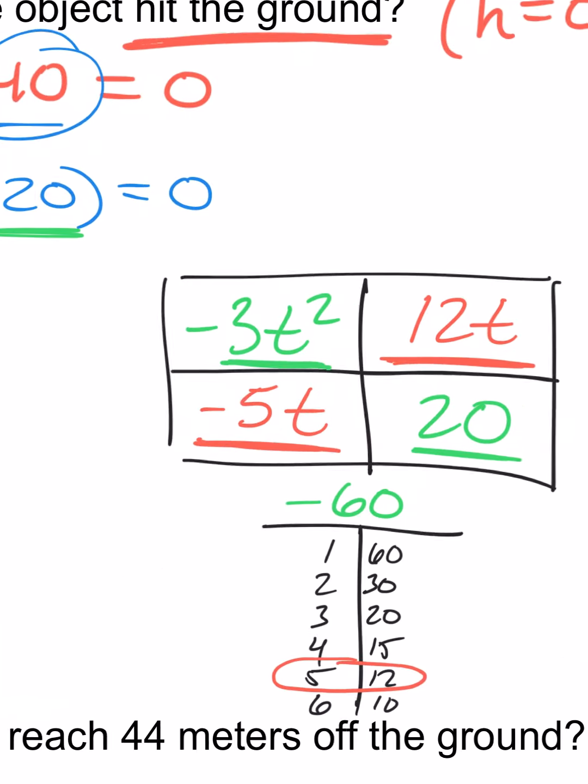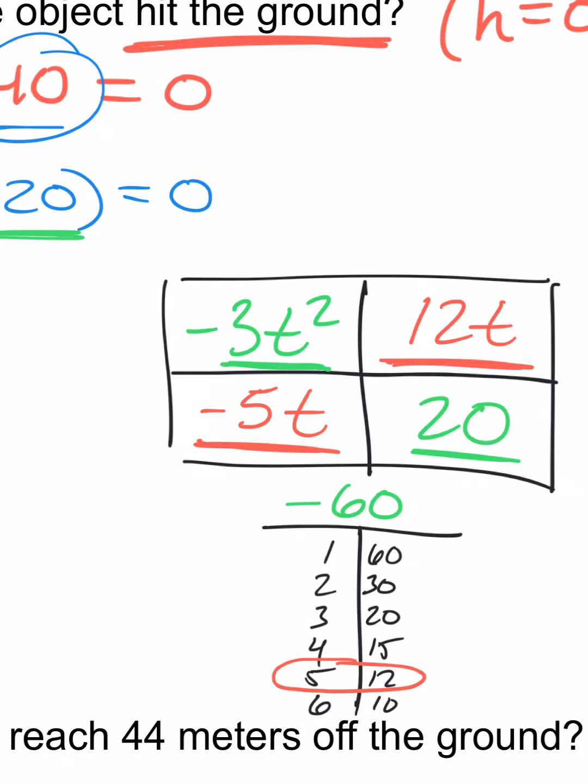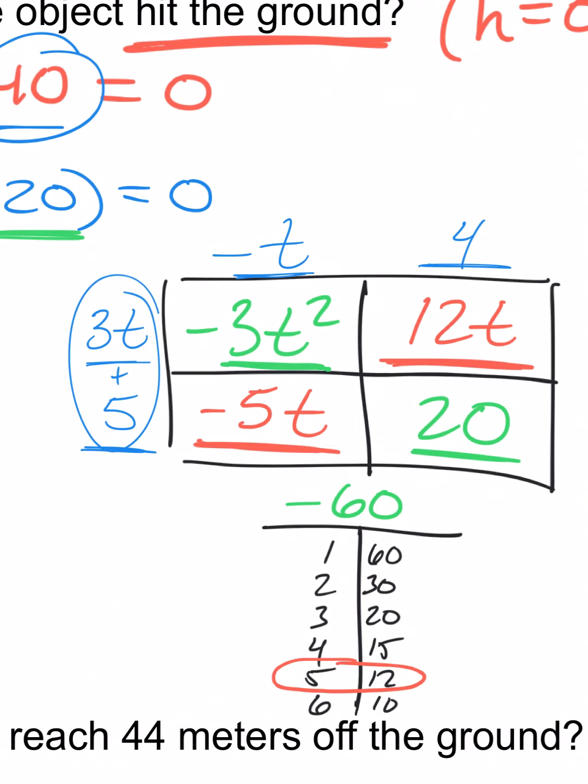All right, so now we want to factor. I can factor out a negative t from both of these two terms vertically. If this is negative t, this term has to be 3t. Over here, if it's 3t, this must be 4. And right here, we must have 5. I have my two factors, 3t plus 5 and negative t plus 4.